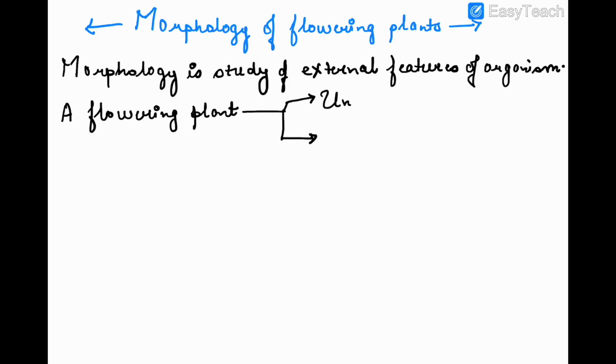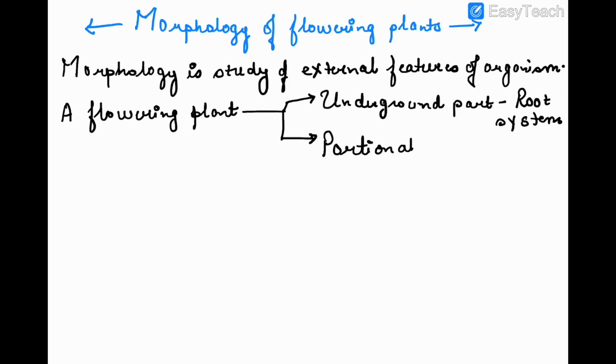First is the underground part, that is called the root system, and the other is the portion above the ground, that is the shoot system.